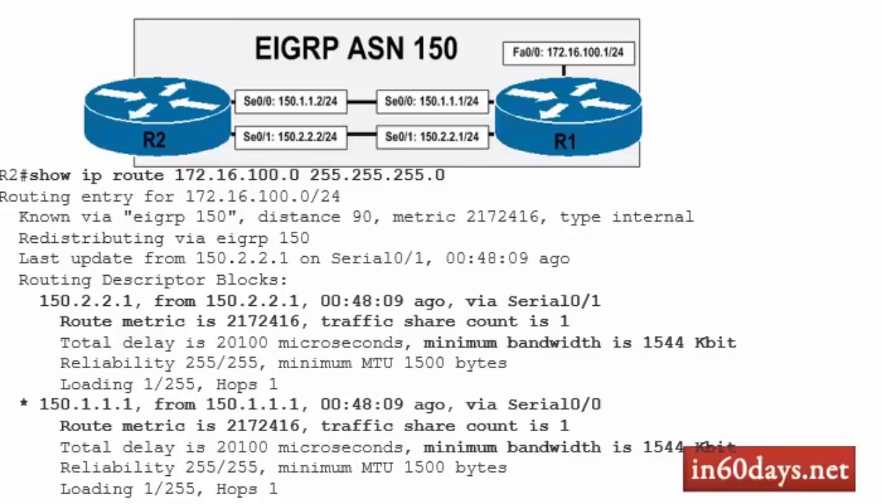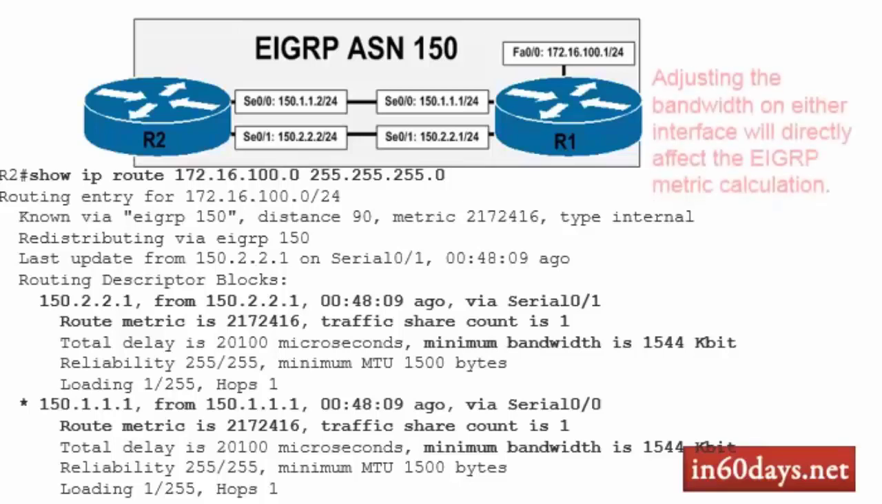You can see if you look at the output there, minimum bandwidth is 1544 and the same for the network further down. Route metric also matches. So the asterisk next to the 150.1.1.1 route is indicating that the next packet will be sent out to this route, and it's load balanced. If a packet is sent out from that route, then the asterisk will be in the above route, the 150.2.2.1, because it's load balancing across those two interfaces.